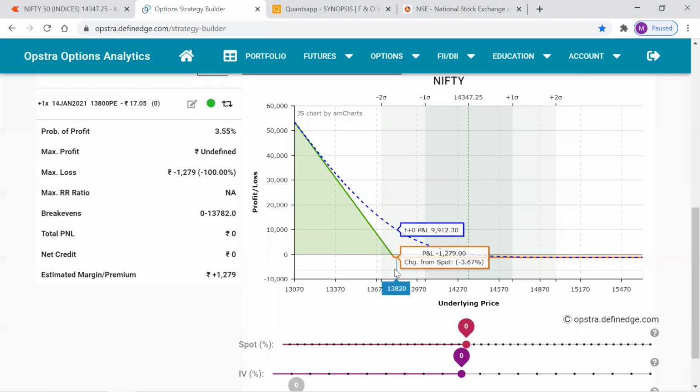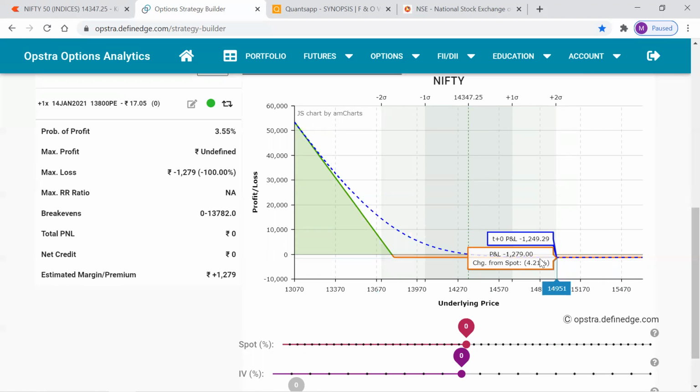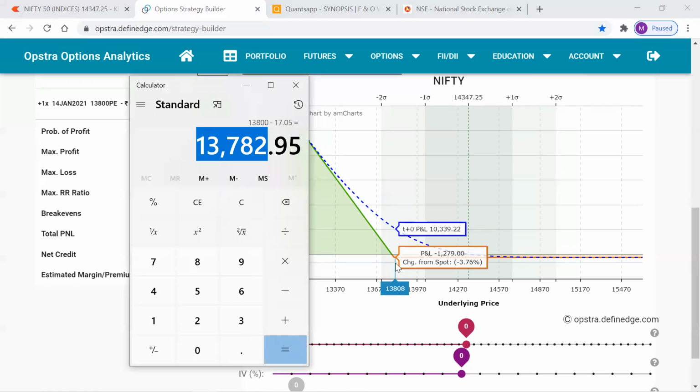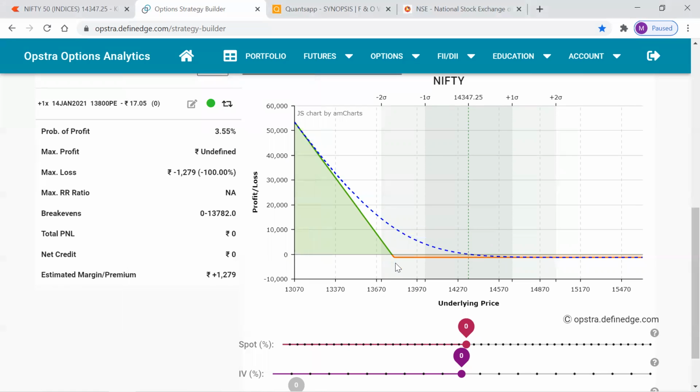Okay, so risk is limited. The red line is flat till this point, and from this point there is a small spike in the chart in red color. This is nothing but the premium. You'll be losing the premium, right? So this small spike is the premium which you're going to lose. And this is the break-even point, which is 13,782. So you will be in profits when the market falls below 13,782 when you are choosing the 13,800 put strike.